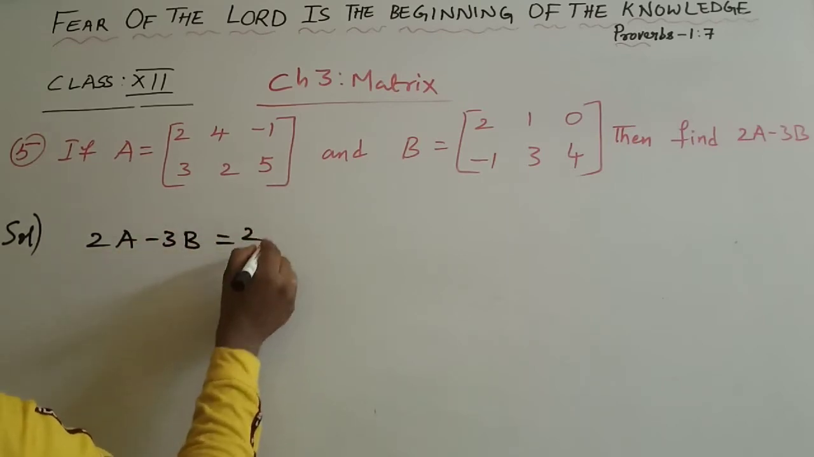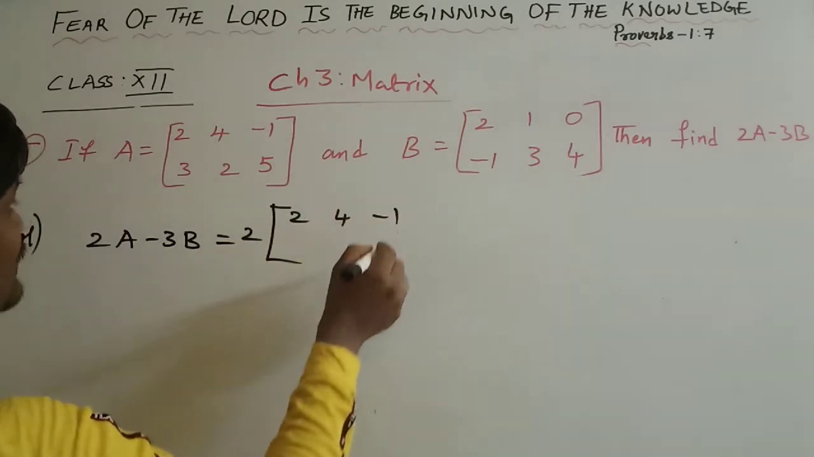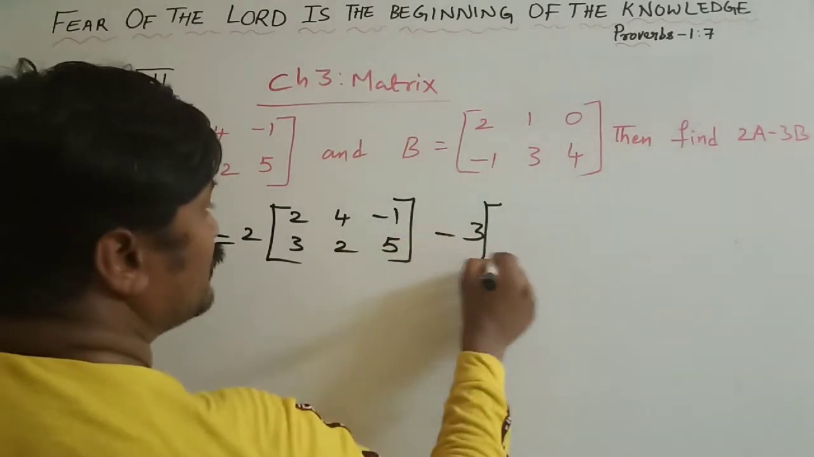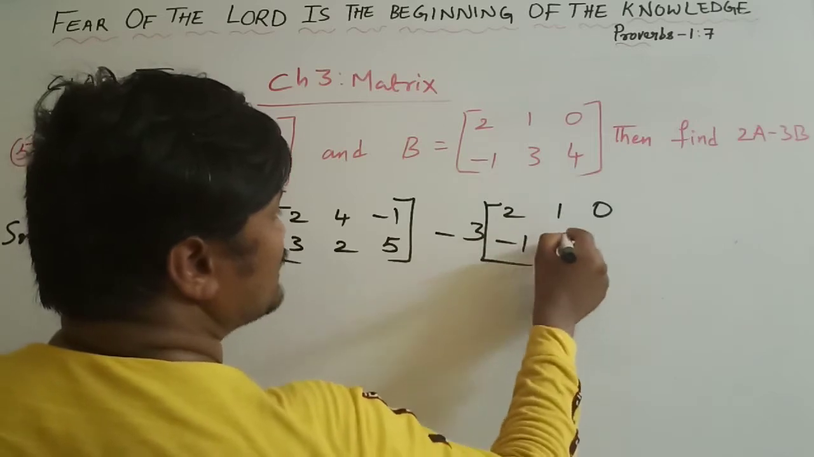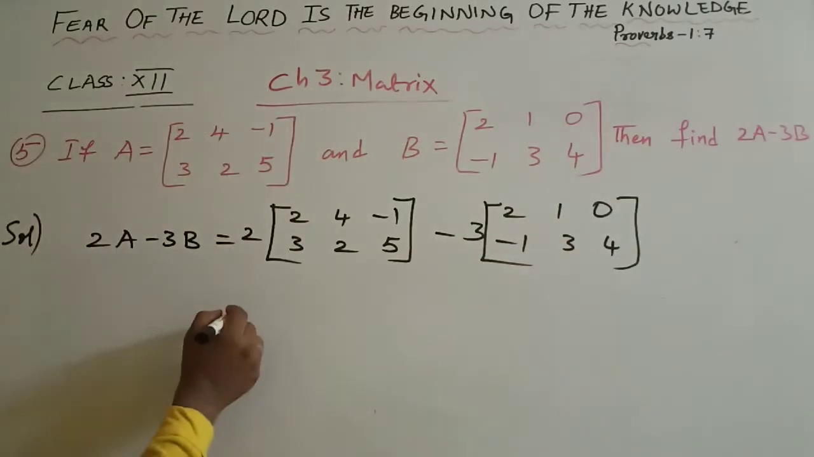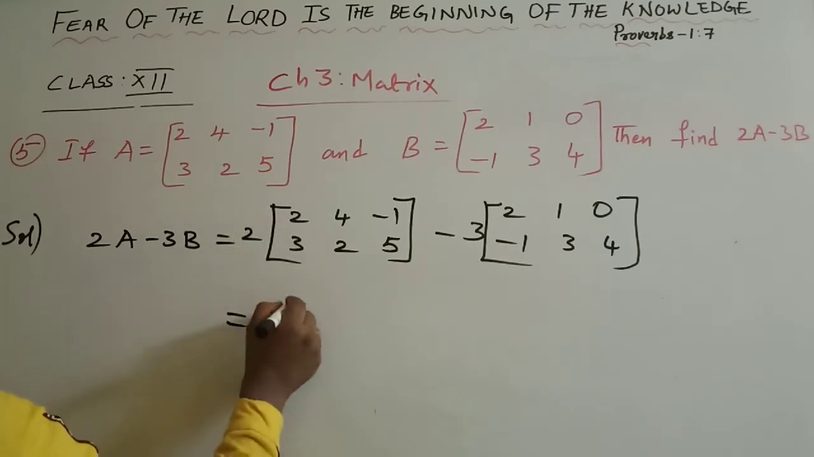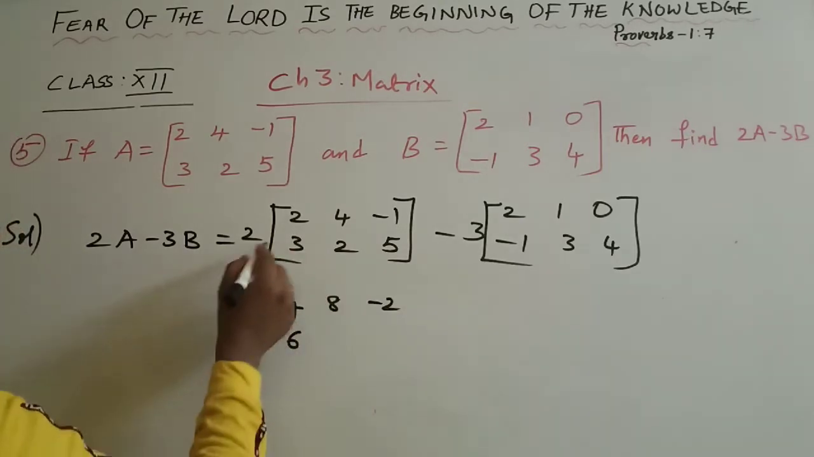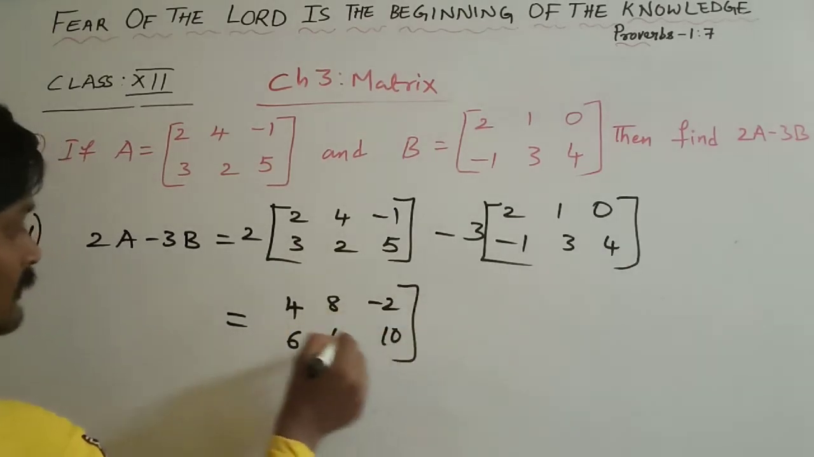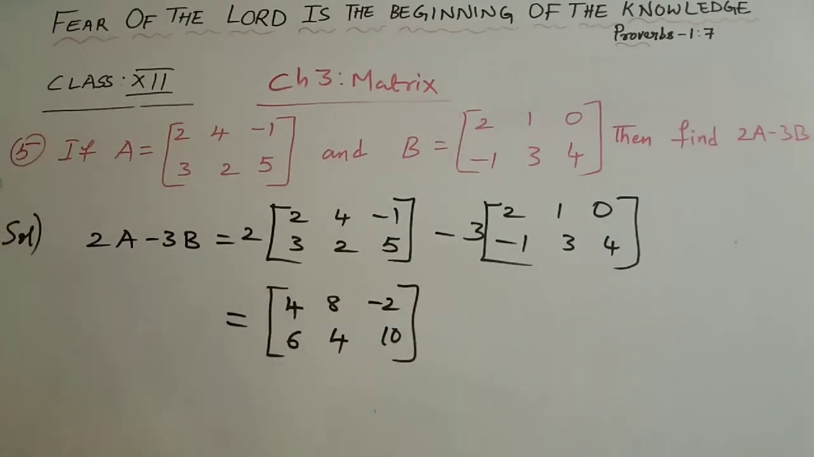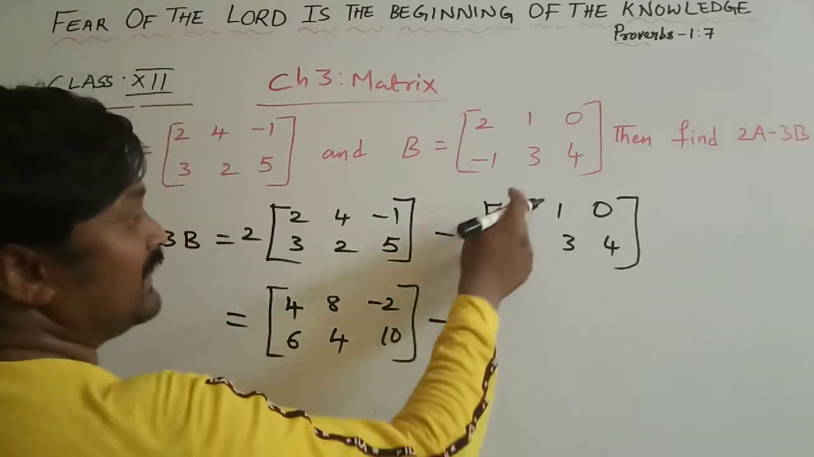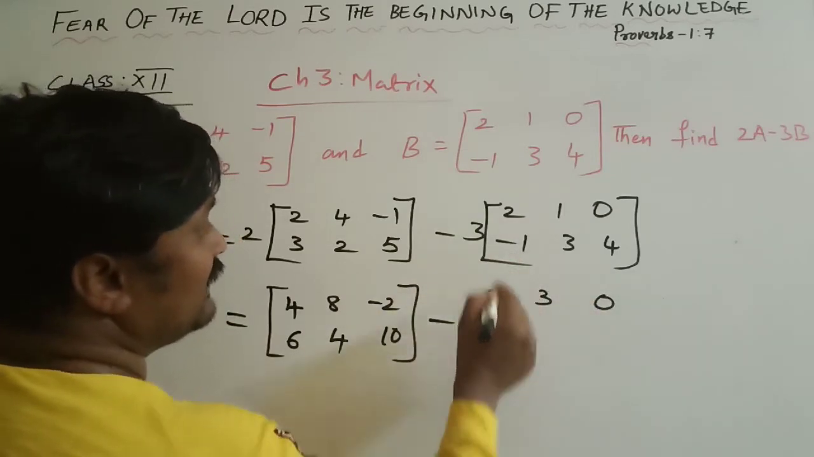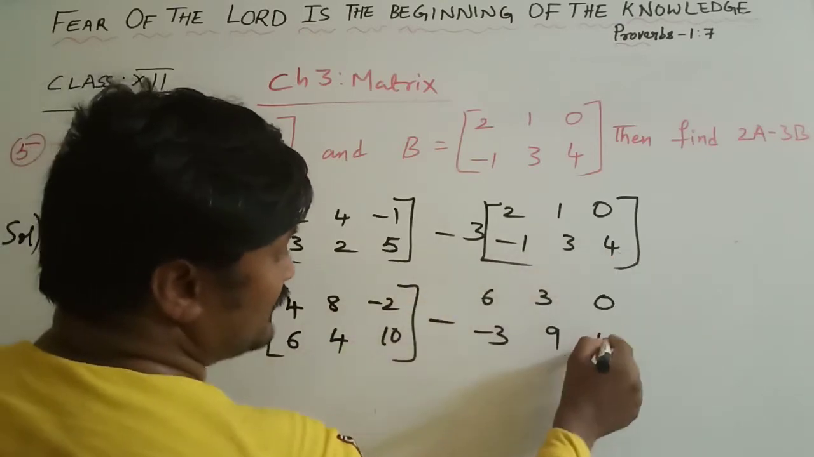Now 2 into A is 2 times [2 4 -1 3 2 5]. Next minus 3 into B, which is [2 1 0 -1 3 4]. Now we just need to multiply. 2 2s are 4, 2 4s are 8, 2 minus 1s are minus 2, 2 3s are 6, 2 2s are 4, 2 5s are 10. It's very simple, like small children multiplying. Minus, now 3 2s are 6, 3 1s are 3, 3 zeros are 0, 3 minus 1s are minus 3, 3 3s are 9, 3 4s are 12.